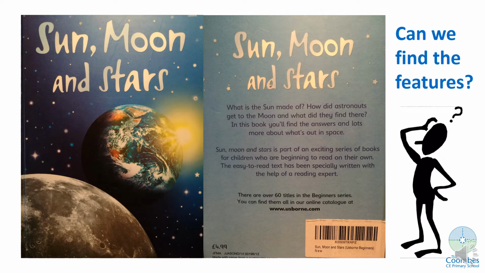So here is an example of an information book. Okay, it's an extended report. This book is about the sun, the moon and the stars. You can see the title there, and you can read the information on the back about what's inside this book if you want to pause the video and have a little look. We're going to see if we can find the features inside this book.